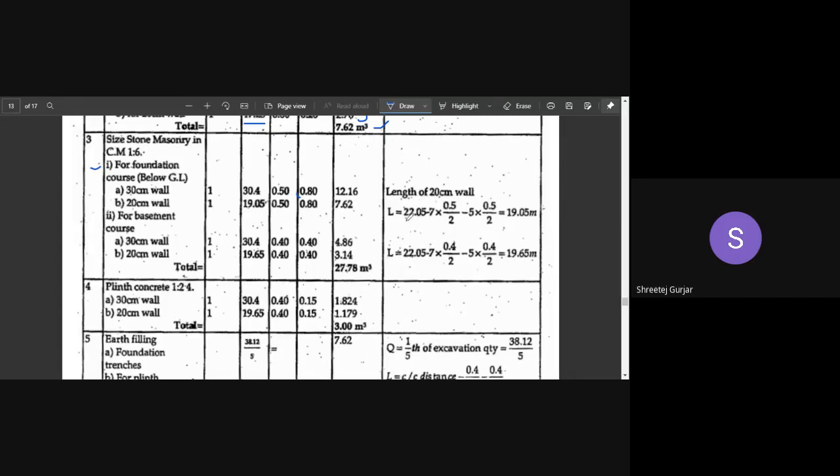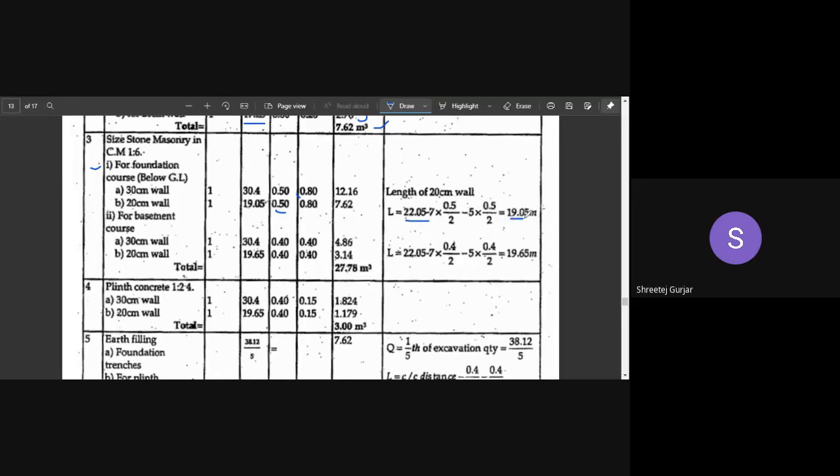So it will be CL1, that is 22.05 minus N1 is 7, into B1 by 2, that is B1 is 0.5. You can see the width is 0.5. So width we have to substitute 0.5 by 2 minus N2. N2 is 5 in number, into B2 by 2. Here B1 is equal to B2 in all the cases. So 0.5, 0.5, same value we have to substitute for B1 and B2.